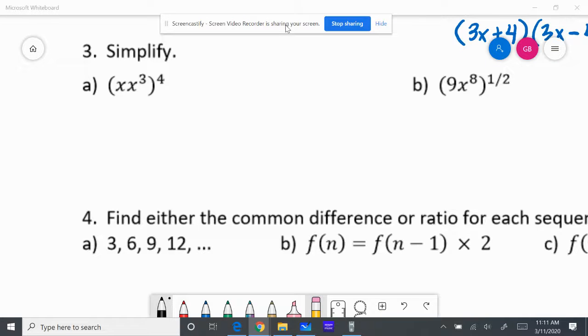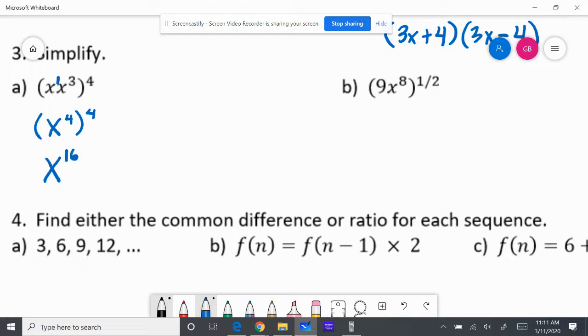All right, for number 3A, you want to start by simplifying what's inside the parentheses first. So x to the first power times x to the third power. Remember, you need to add the exponents. So that's x to the fourth. And then when you have a power and a power, here you need to multiply the exponents. So your answer is x to the power of 16.